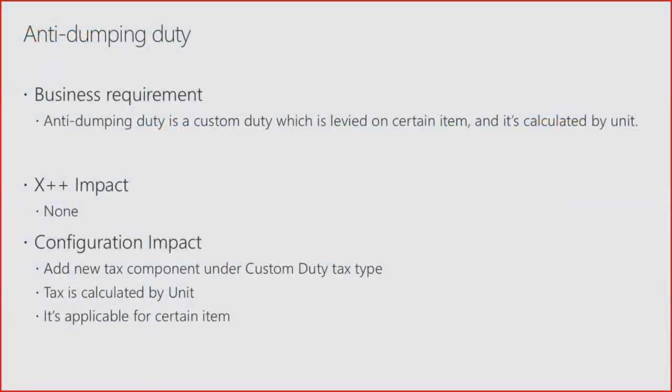So, first, anti-dumping duty. Anti-dumping duty is basically a special customs duty which is levied on a certain product, and it is calculated by unit. It's not like a standard or normal tax code, which is normally calculated by the net amount. It is calculated per unit. So we have the business requirement. Then from our GTE perspective, we need to analyze the requirements, the impact to the X++ part and the configuration part.